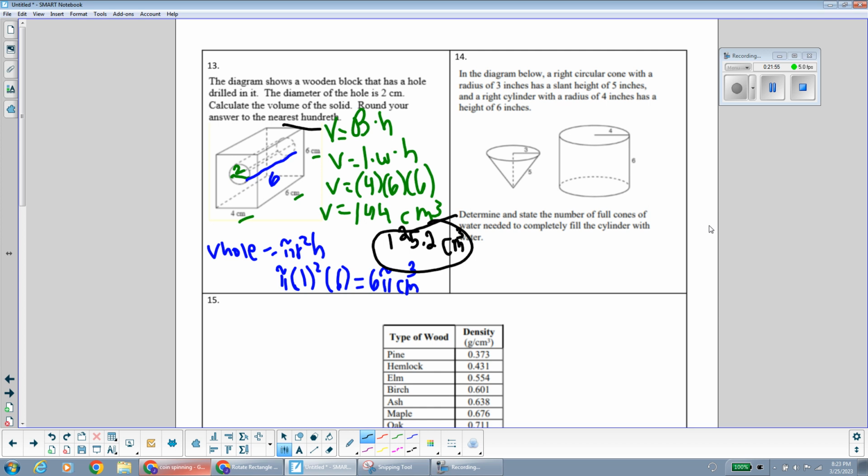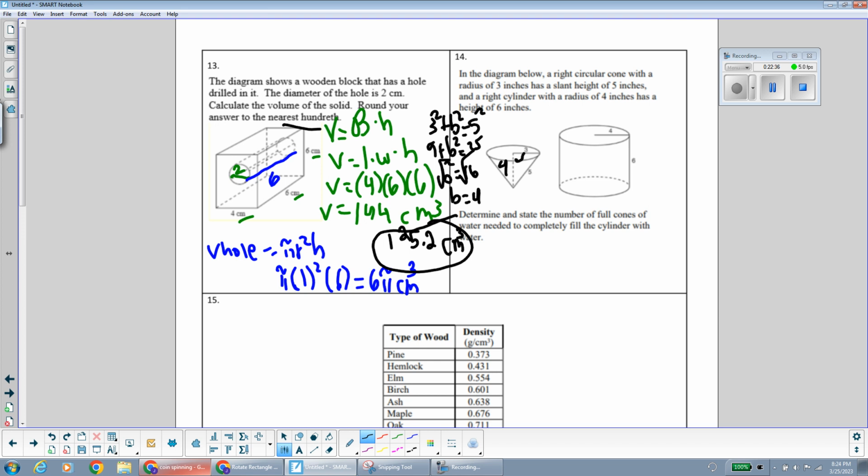In the diagram below, a right circular cone with a radius of 3 inches has a slant height of 5 inches. So that's not the actual height. Remember, height is measured by the altitude. So you can find the height of this right triangle using the Pythagorean theorem. 3 squared plus b squared is equal to 5 squared. So that's 9 plus b squared equals 25. That's b squared is equal to 16. Square root both sides. B is equal to 4. So the height is 4 of that cone.